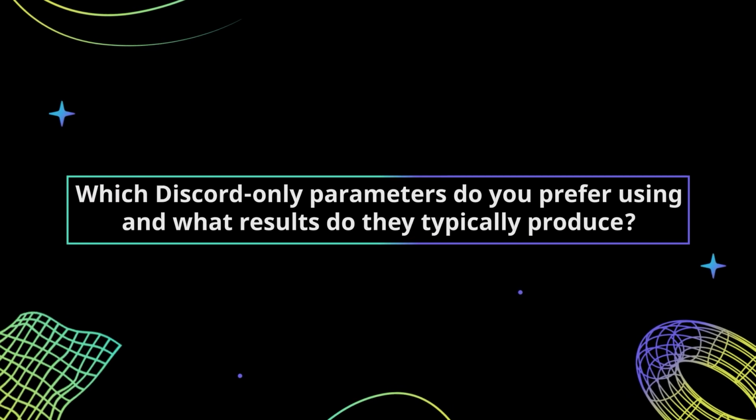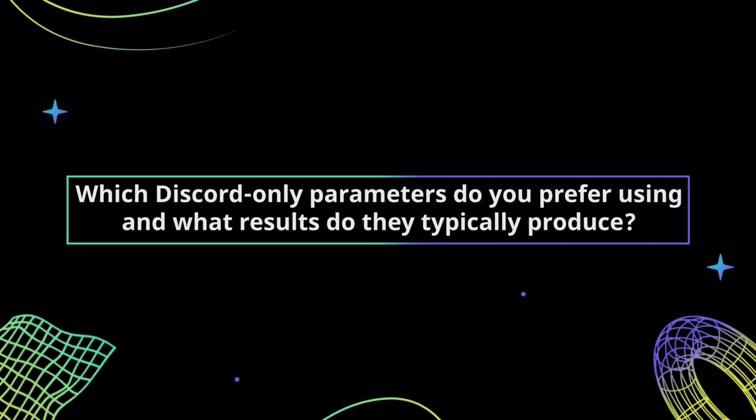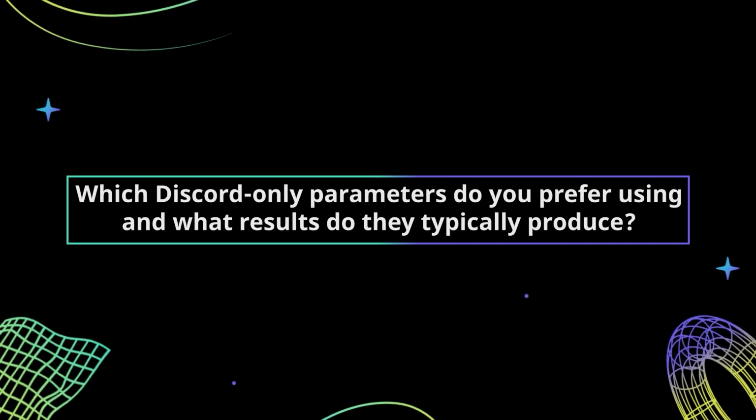I often use the S parameter, I think it's the stylize parameter. It's S and then numbers from 100 to 1,000. I'm not sure what the range is, but stylize is the creativity, the diversity that you will get in the four generated images. So I like to use that so I have more options to choose from.